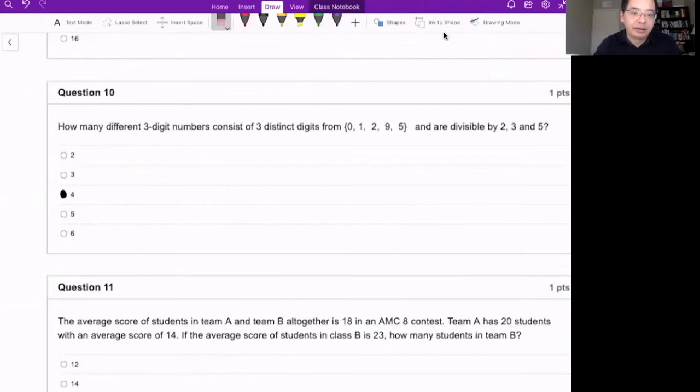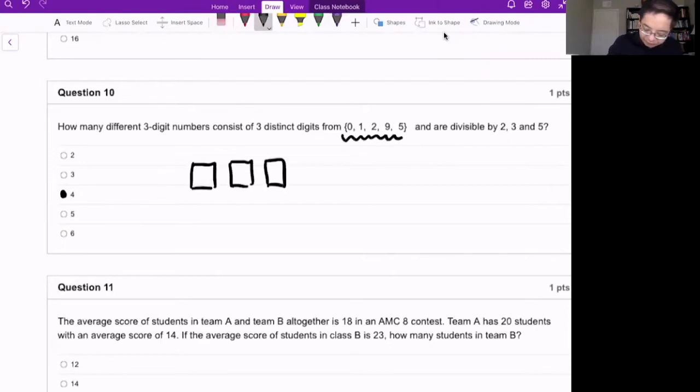Problem number 10. How many different 3-digit numbers consist of 3 distinct digits from 0, 1, 2, 9, 5 and are divisible by 2, 3, 5? All right, so here we are looking for 3-digit numbers. Each digit is from these 5 digits. And also the requirement is the number is divisible by 2, 3, 5.